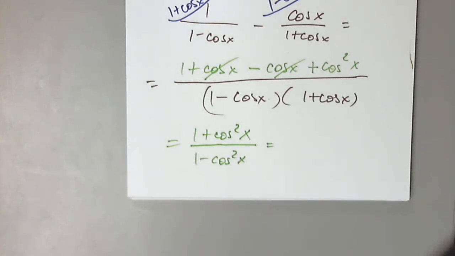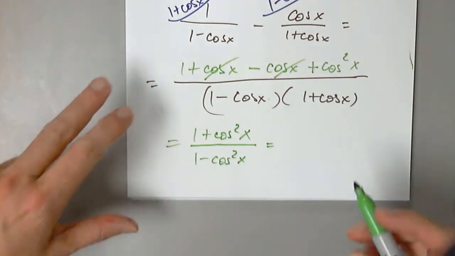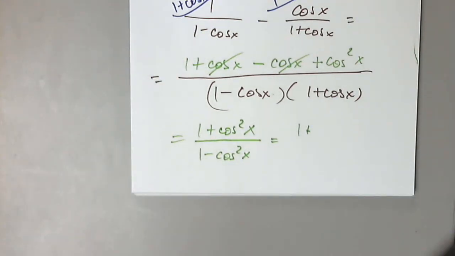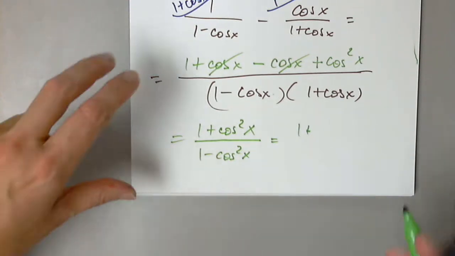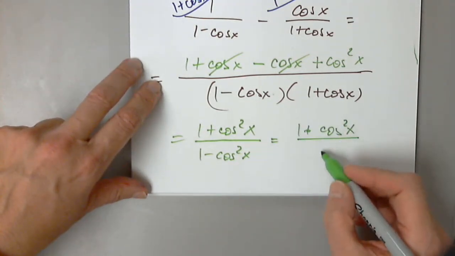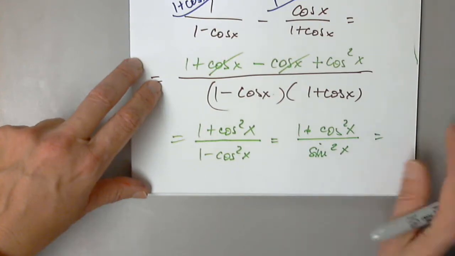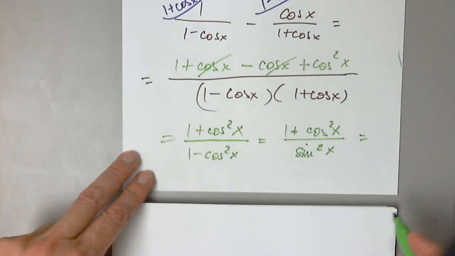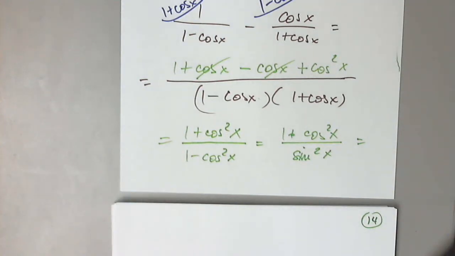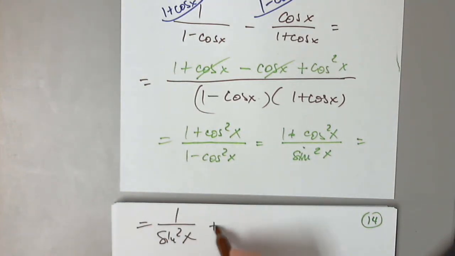Please, Bailey, go ahead. Say it again? Yes, yes. We're going to change the denominator to sine squared, of course. That's why I multiplied it, because normally we don't multiply the factors in the denominator, but in this case I had to. So 1 plus cosine squared x divided by sine squared x. And now, can anyone tell us what to do next? Yes, separate it into two fractions. Awesome. Well done. 1 over sine squared x plus cosine squared x over sine squared x.